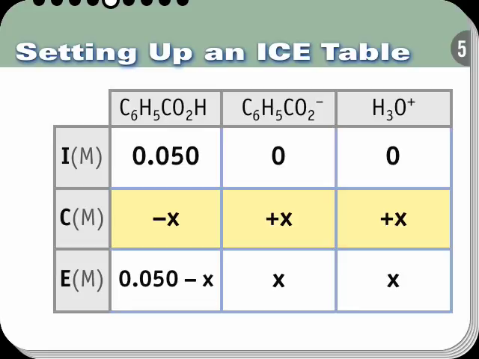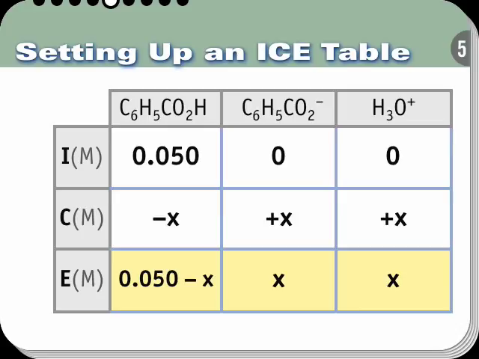Now the acid ionizes to some extent, and we'll call this amount X. This is the concentration of acid lost in the ionization, and so we put a minus X in the table for the change in acid concentration. This is also the concentration of hydronium ion and benzoate ion formed in the ionization, and so we put a plus X for the change in the concentration of each of those ions in the table.